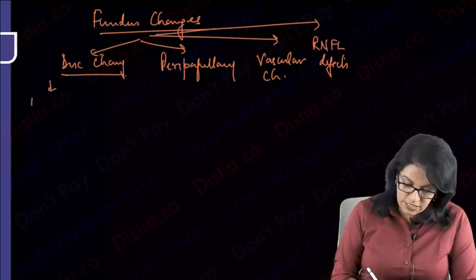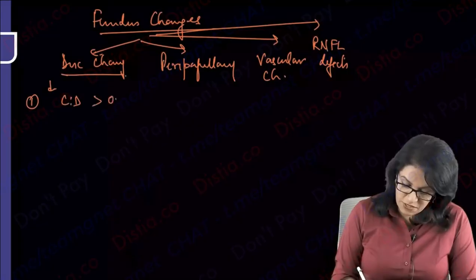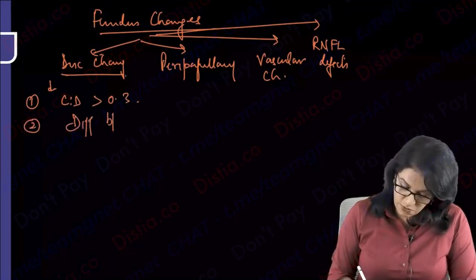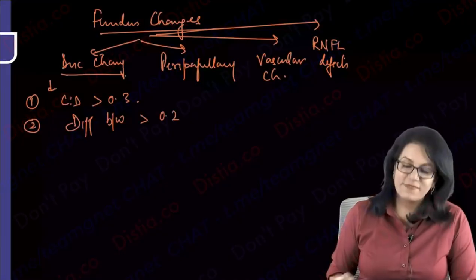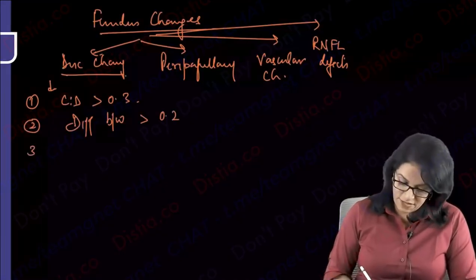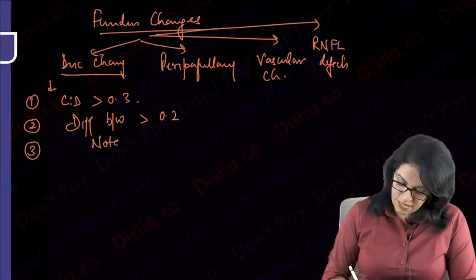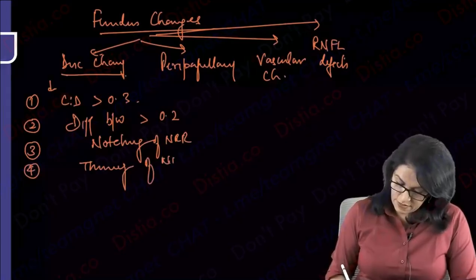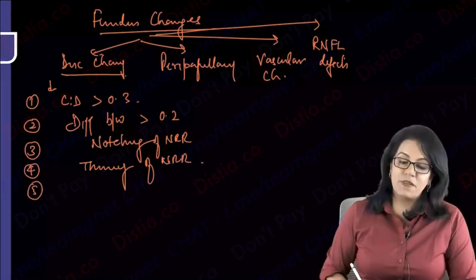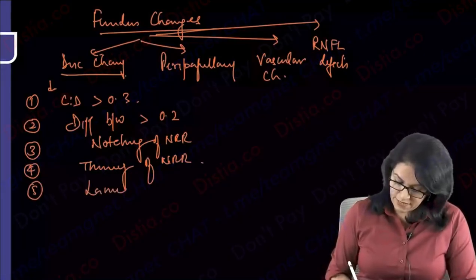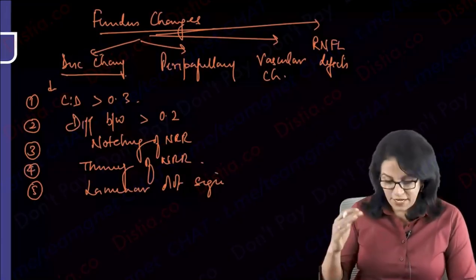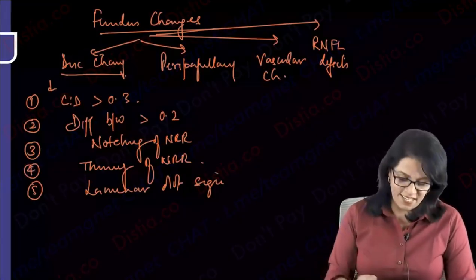What have we learned in disc changes? A CD ratio of more than 0.3 or a difference between two eyes of more than 0.2. This is significant. Third, we have just drawn for ourselves notching of the neuroretinal rim, and slowly there will be thinning of the neuroretinal rim. What else did we learn? The opening of the lamina cribrosa, that is the laminar dot sign. Okay, before I go to the blood vessel change, we will first see the slides, otherwise we will be lost.